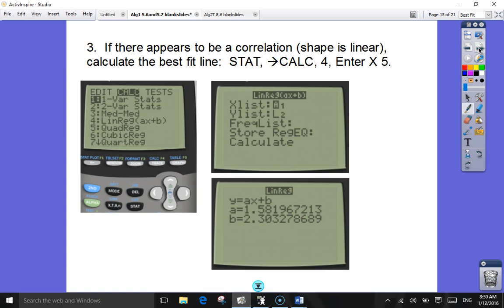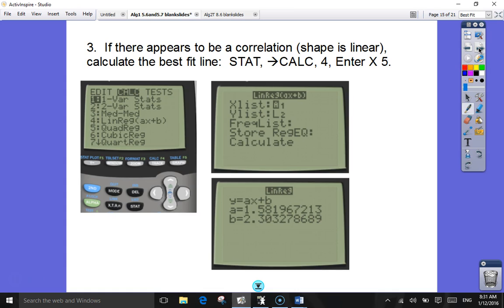Right? You're going to go stat, the same stat button that we used before. This time you're going to arrow over to where it says calc. Right? So stat, arrow over to this one right there. Stat is right there. Okay. Now, look down the list, and number 4, it says LINREG, linear regression. That's going to be the trend line. So that's why we go stat, calc, 4, because we want 4, linear regression.